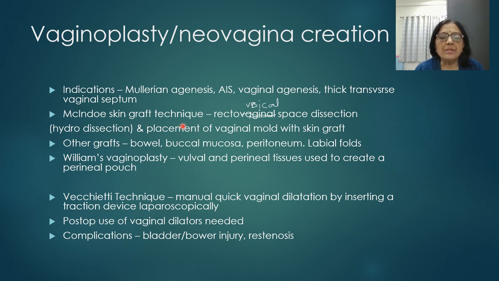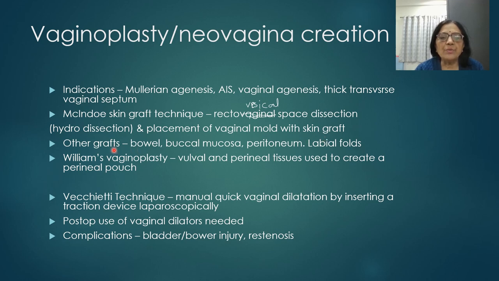Macondo skin graft technique is the most commonly practiced technique. What is done in that is a rectovesical space dissection for the creation of the vagina. There is as such no space, but we are doing the dissection in the loose areolar tissue. Usually, and nowadays even hydro dissection is done so that the chances of injury to the bladder or the rectum are less. And vaginal placement of the vaginal mold with skin graft is done.